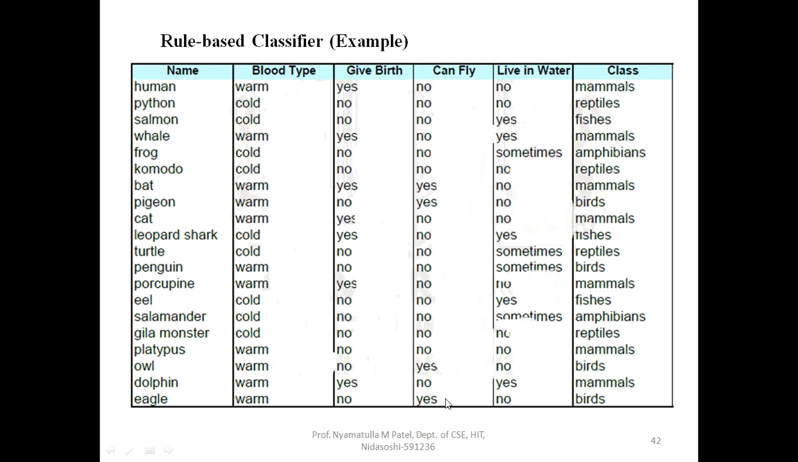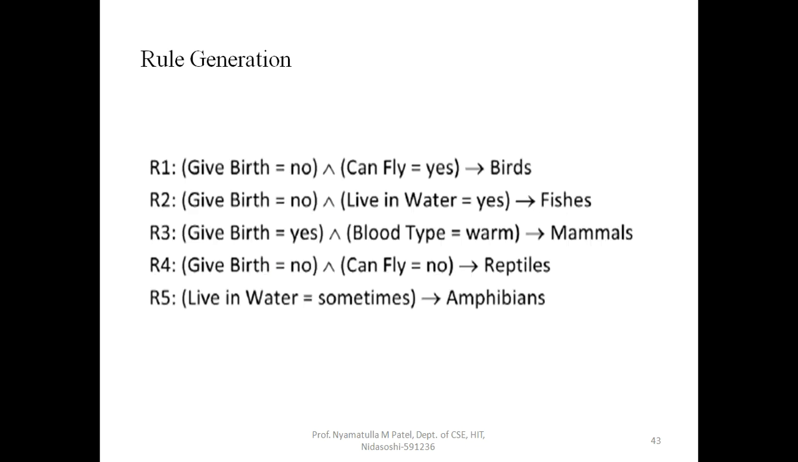Eagle can also fly, so this is a bird. Now from this table I need to generate certain rules. What rules can I generate from this table? Rule generation. Rule number 1: gives birth equal to no and can fly equal to yes, then that is a bird.